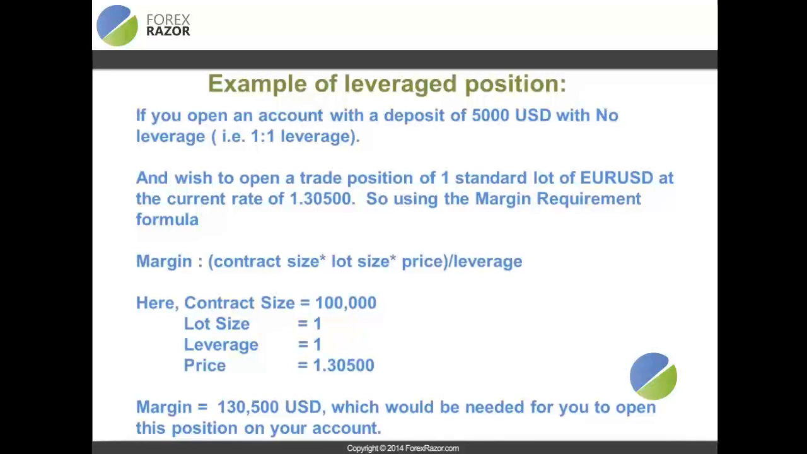Therefore, the margin requirement comes out to be $130,500. So this is the margin amount which would be needed for you to set aside in order to open a trade position of one standard lot on euro-dollar. Of course, this much amount is not available since your deposit is only 5,000. Hence, you will not be able to open a trade position in this case.